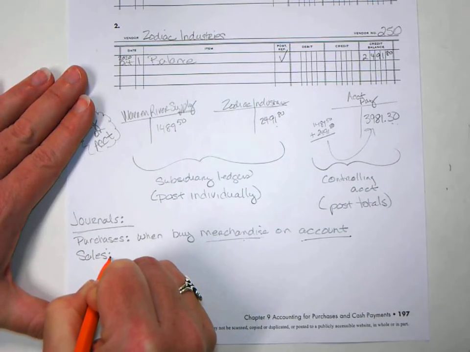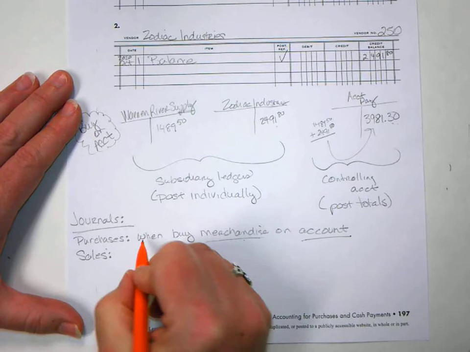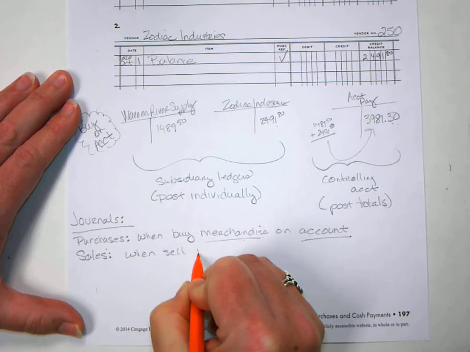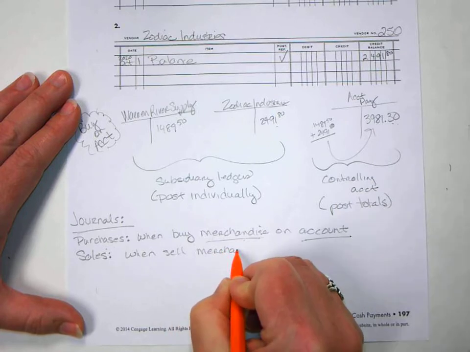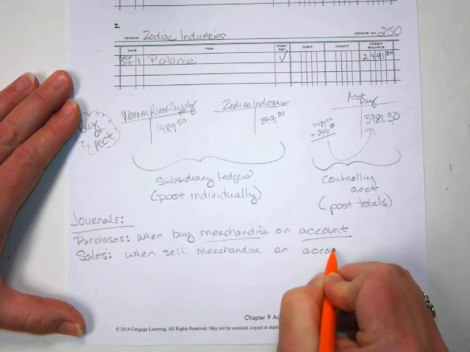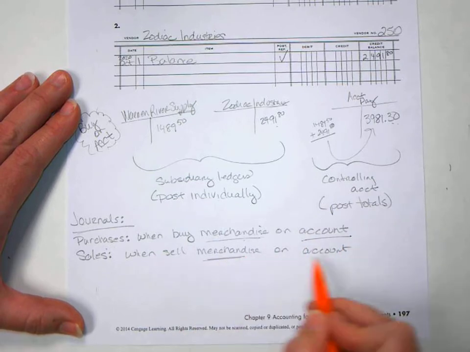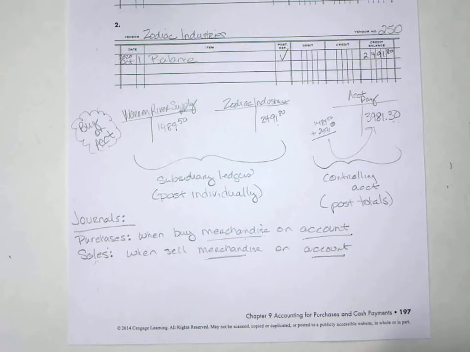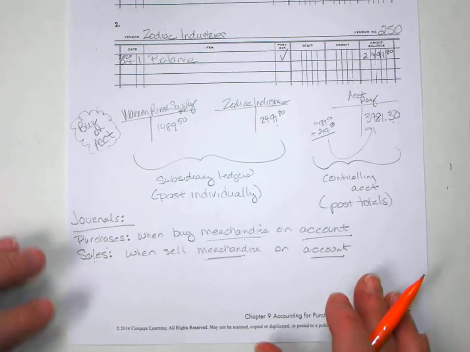Okay, sales journal, when we sell merchandise on account. Okay, again, it's got to be merchandise, it's got to be on account to go in the sales journal. We might have cash sales, but that will go in the cash receipts journal.